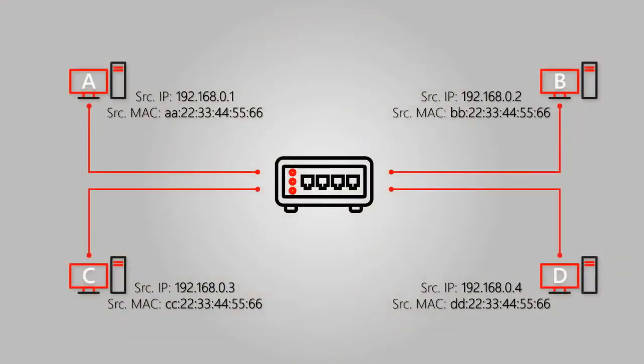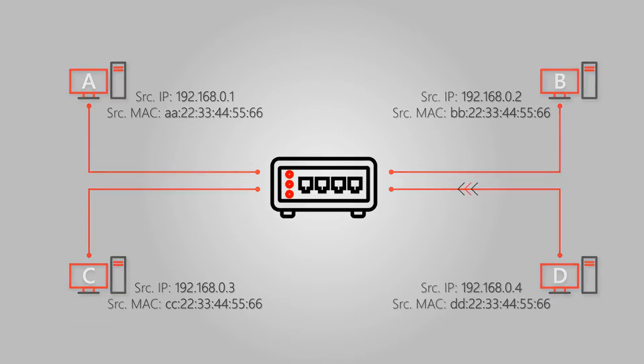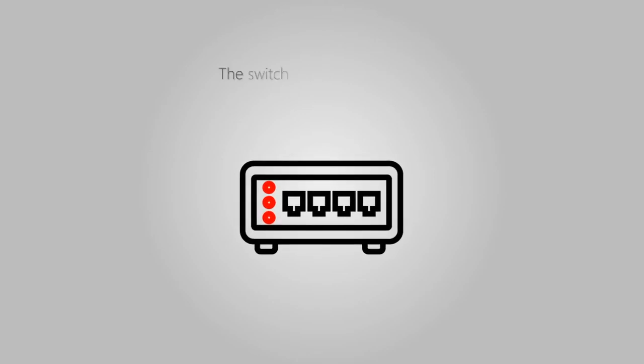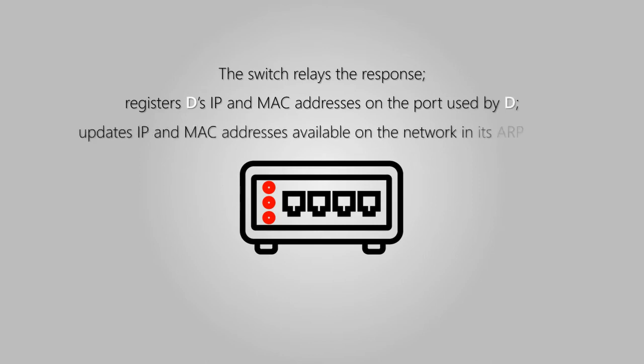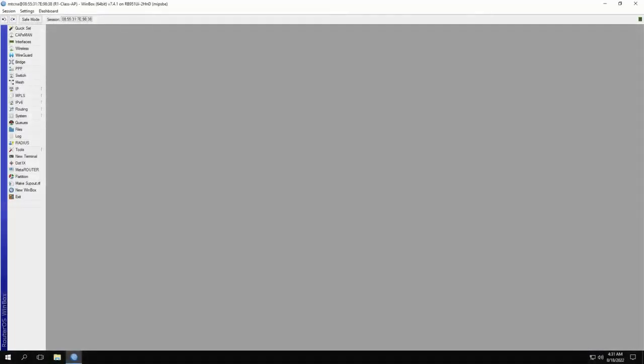Therefore, in the case of our sample network, once the network switch receives host D's response, first it will relay that response to host A, then register host D's IP and MAC address on the port to which D is connected, and finally update its own ARP table that will be used to facilitate and expedite traffic flow in the future. Now let's see how ARP works in RouterOS.